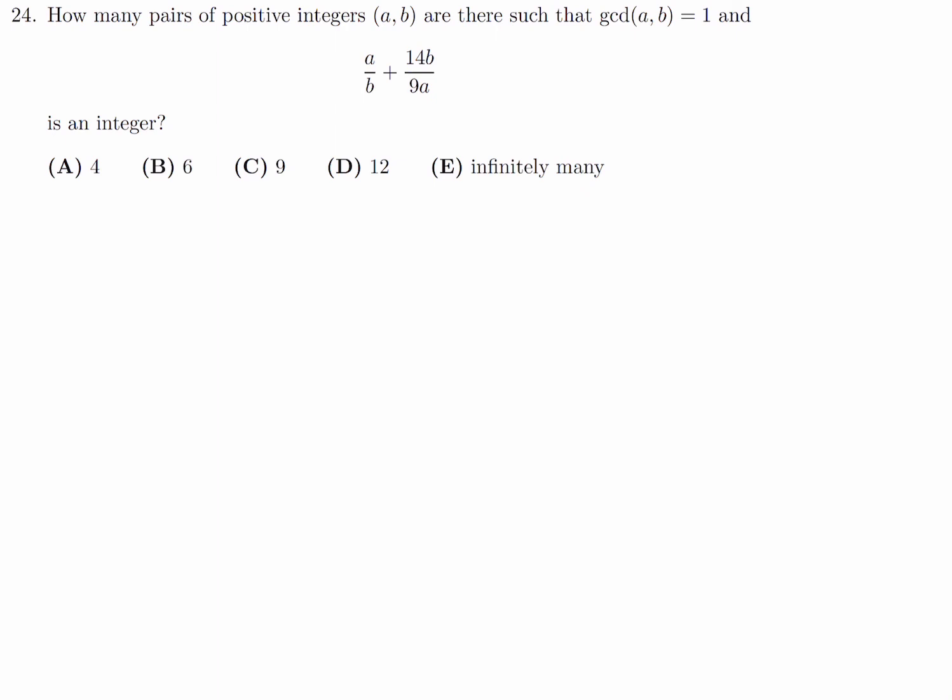How many pairs of positive integers A, B are there such that the greatest common divisor of A and B is equal to 1 and A over B plus 14B over 9A is an integer? The first step in this question is to let A over B equal to some variable, and I'll just use x. So that makes this equation x plus 14 over 9, 1 over x, right? And they tell me that that is equal to some integer.